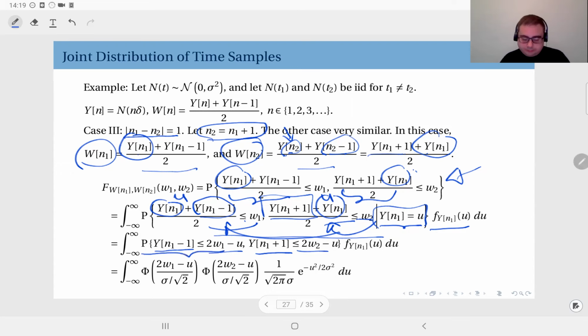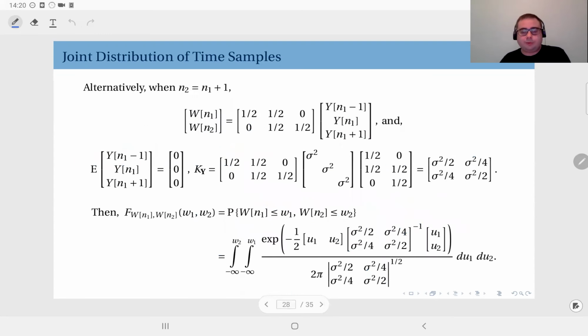One of them is this CDF, because y of n is a Gaussian, and the other one can be expressed as this CDF, and the PDF of yn1 can be expressed in this way. So if you compute this integral, well, you have to do it numerically, of course, but you can obtain the joint distribution of Wn1, Wn2 when n2 equals n1 plus 1. You can do the same for n1 equals n2 plus 1, but you see when there is overlap, it becomes complicated due to not being independent. There is an alternative way.